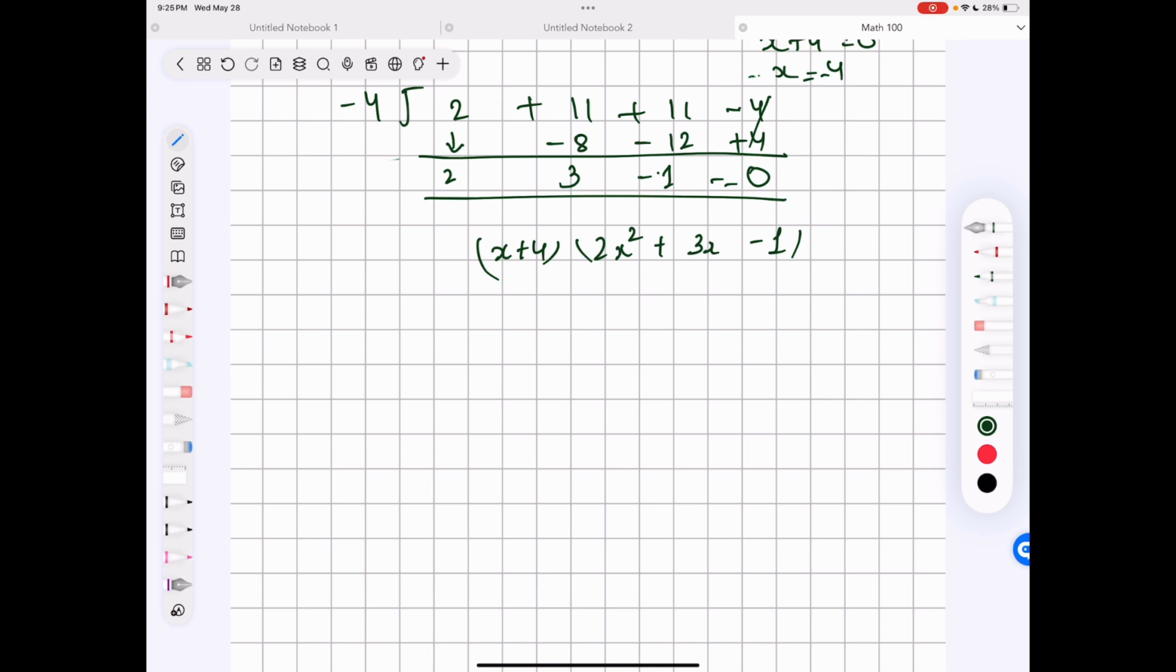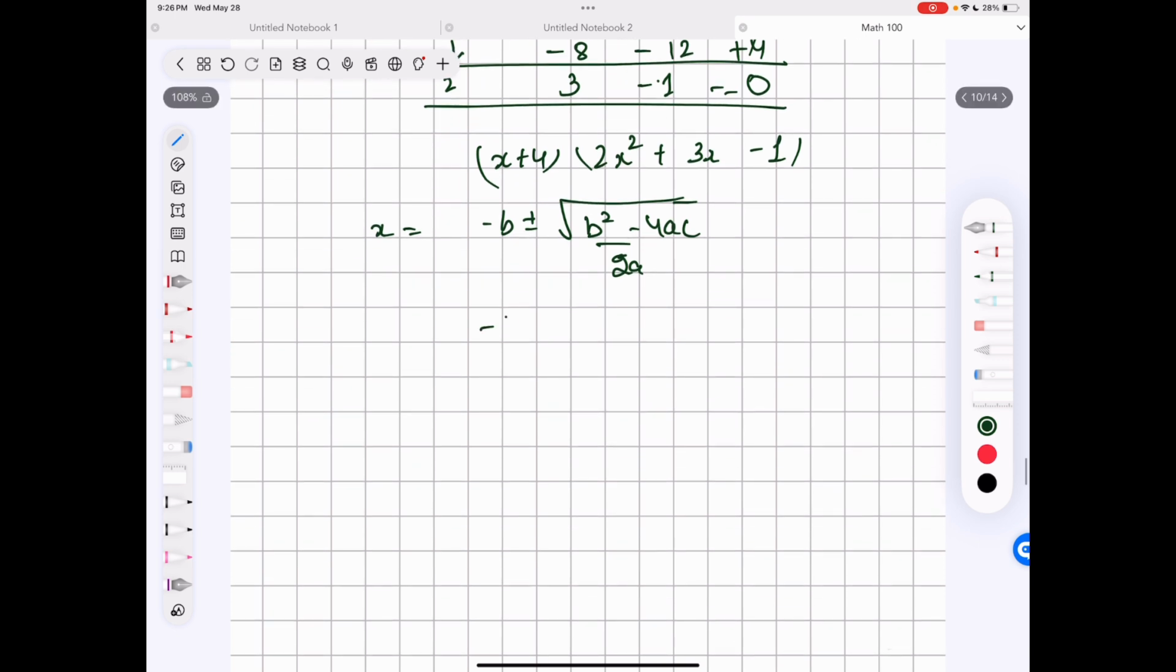So I'm going to use the quadratic formula, which is going to be x equal to minus b plus or minus the square root of b squared minus 4ac, over 2a. It's going to be minus 3, our b is 3, plus or minus b squared means 3 squared, minus 4, our a is 2, and our c is minus 1.